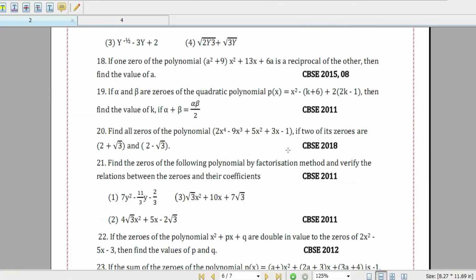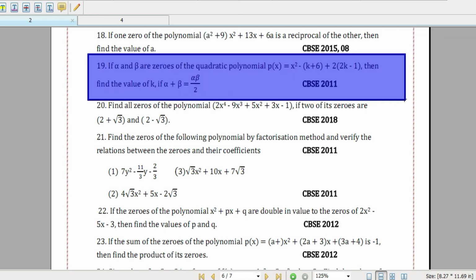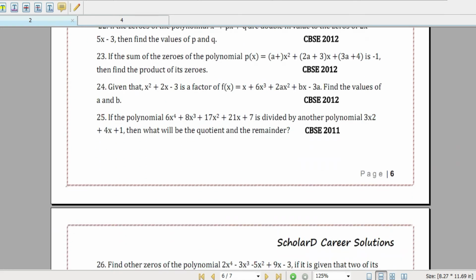Right, so find all zeros if two of its zeros are okay. If alpha and beta are zeros, then find the value of k if alpha plus beta is equal to alpha beta by 2. So this is quite an easy and interesting question. Let's solve this. After solving this, we will go to quadratic equations.